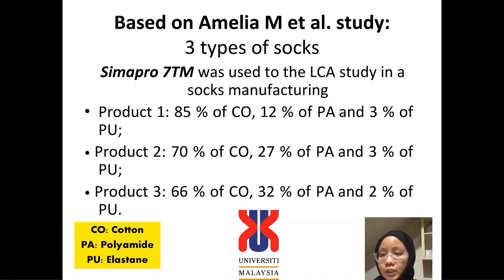She used three types of socks, with different levels of cotton. Product 1 has 85% of the cotton. Product 2 has 70% of the cotton, while product 3 has 66% of the cotton. So you can see that product 1 has the highest level of cotton, while product 3 has the lowest level of the cotton.